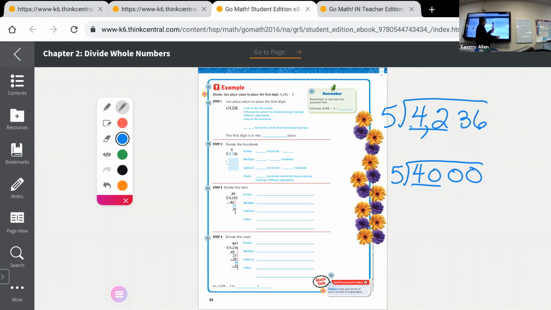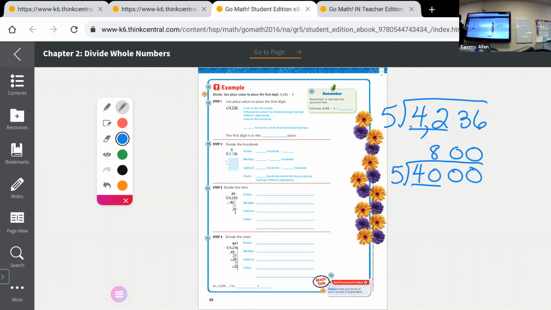So 40 divided by 5 is 8. I need a tens and a 1, so my estimate is going to be 800. Yes, no? Thumbs up, thumbs down. Where are we? Yes, Kaylin. How did you get 800? It says 5 divided by 4. 40 divided by 5 is 8, right? I still need something in my tens and my ones. Okay? Does that help?